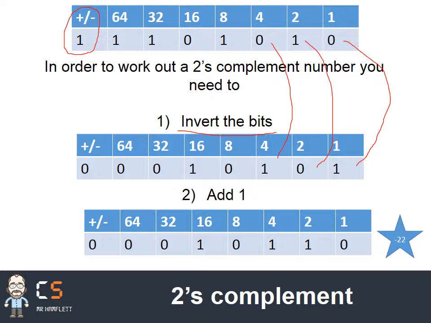So if I add 1, this bit here sets to a 0, and then I have a carry, which gives me a 1 there. So I end up with this number. So that is 22. But because I've gone through this process, I actually just say it's negative 22. So 2's complement, there's a little bit more work to do.